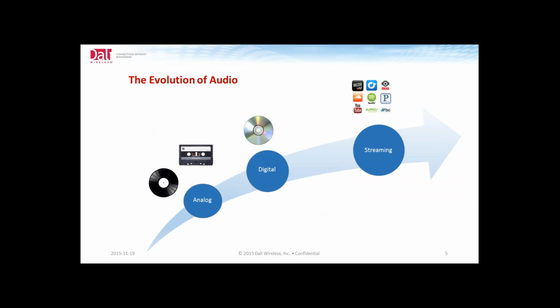The evolution of audio. I got sidetracked here, but it'll help in a minute. We started off with analog, and if you're as old as I am, you remember black vinyl and cassettes. That migrated to digital in the form of CDs originally. And within the last few years, we've migrated towards streaming. So today, my kids have no physical media. Everything they listen to is streamed over the internet. And that's how they listen to music.